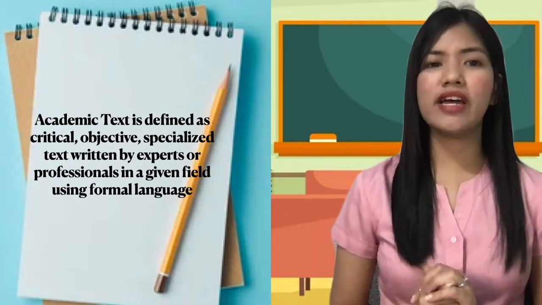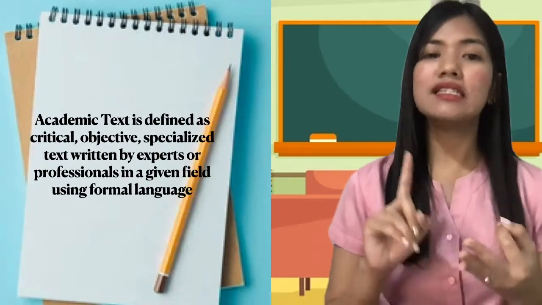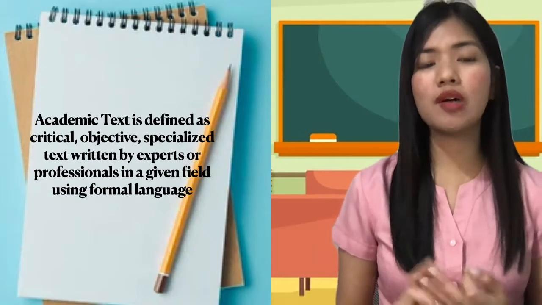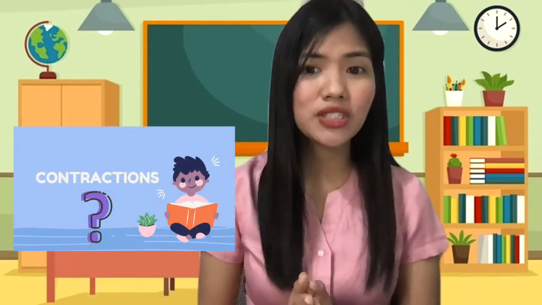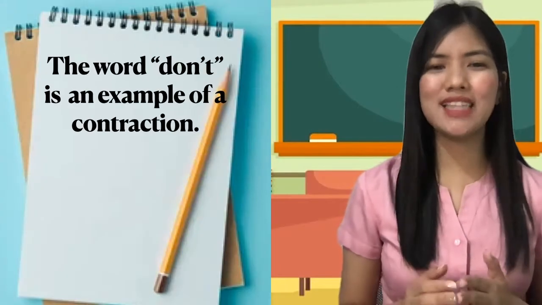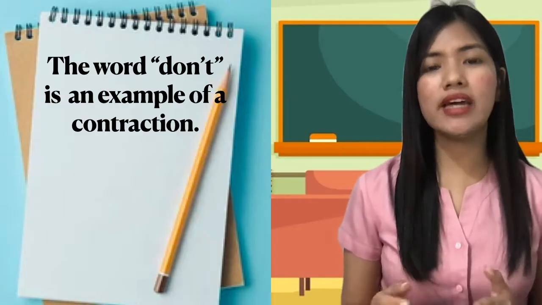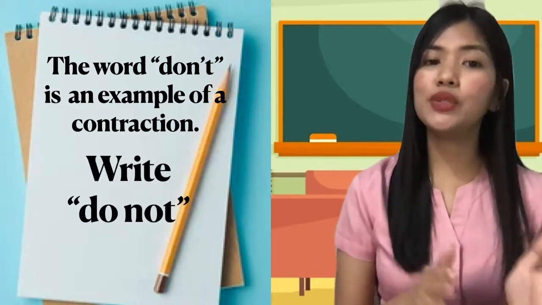Academic text is defined as critical, objective, specialized text written by experts or professionals in a given field using formal language. Take note of the word formal language. So formal language is different from daily English. It is different from the daily conversations. So we do not use contractions. So what are the contractions? The word don't is an example of contraction. So instead of writing don't, we write do not. We write the two words and we complete it for it to become a formal language.